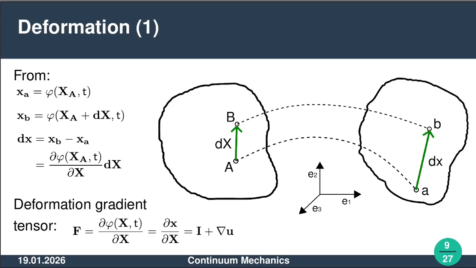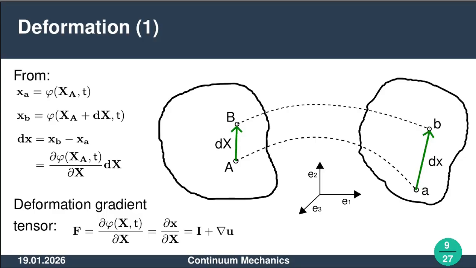So with a mapping function, we can get to the deformation by setting spatial xa equal phi of material xa at t, spatial xb equal phi of material xa plus dx at t, and spatial dx equal xb minus xa. It is also the partial derivative of the mapping function with respect to the material coordinate times material dx.